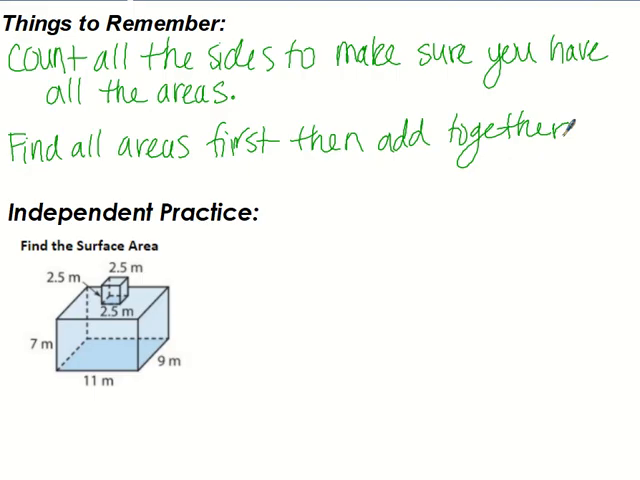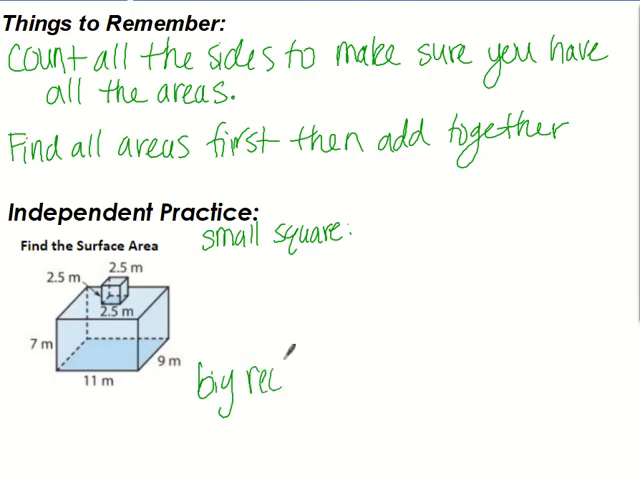Okay, so the independent practice is similar to the one we just did. So you're going to want to have a small square, right, and a big square. Well, actually, this is a big rectangle. This one's a rectangle. But remember, I did a square the same way I did the rectangle, so it shouldn't change how you do it. But that's kind of how you should have it set up.